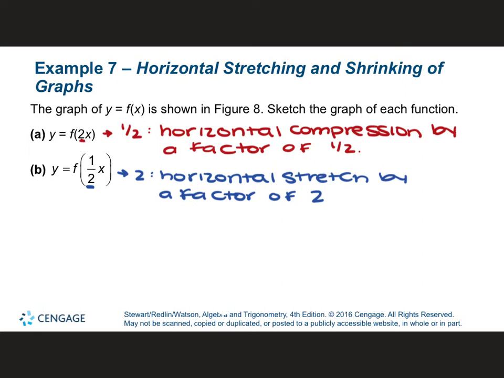So again, if you take the reciprocal of the number in front of x inside the parentheses and it's less than 1, you have a horizontal compression by that factor. If you take the reciprocal of the coefficient of x inside the parentheses and it's greater than 1, you have a horizontal stretch by that factor.